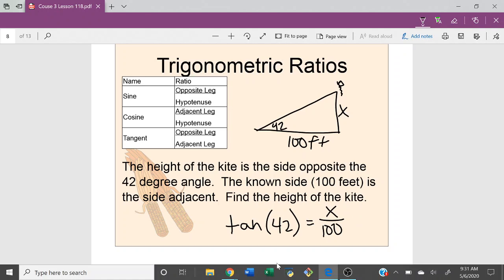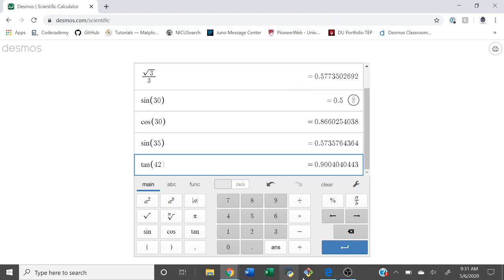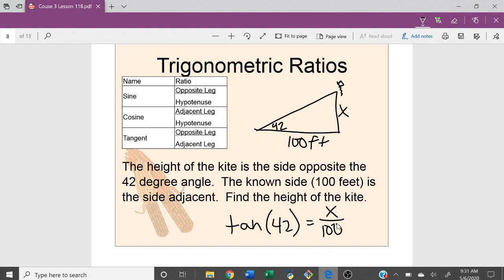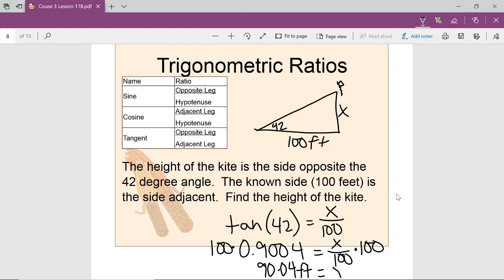So let's figure out what is tangent of 42. So let's just go ahead and edit this one. And let's say we have 42 degrees instead, and we get 0.9004. I'm going to keep that 4 in there just to keep it as exact as we can. So 0.9004 equals x over 100. And since we've divided x by 100, I'm going to multiply by 100 on each side in order to solve this. And I get 90.04 feet equals the height of that kite.